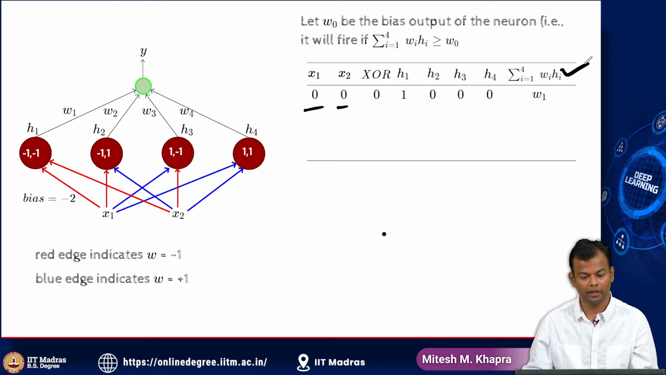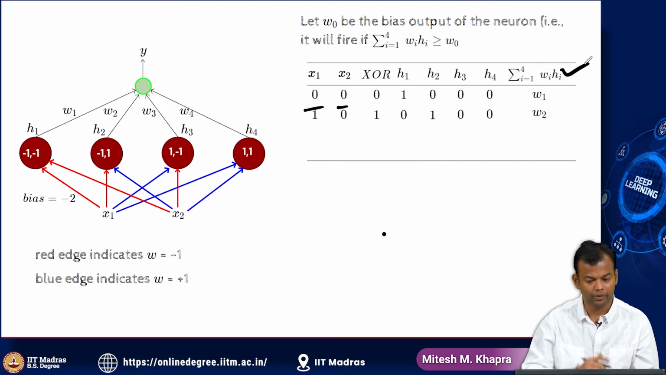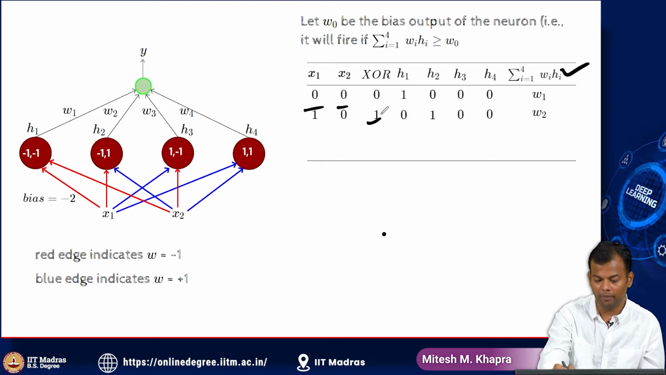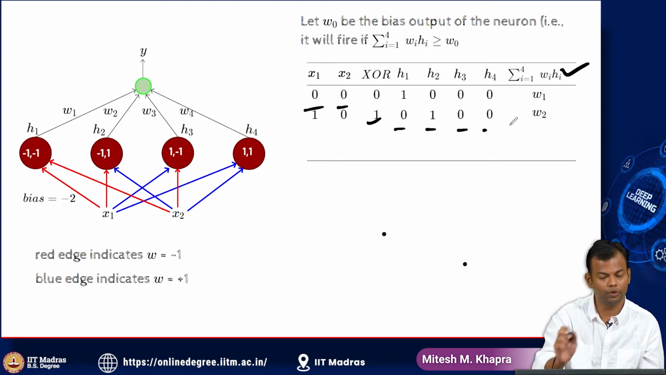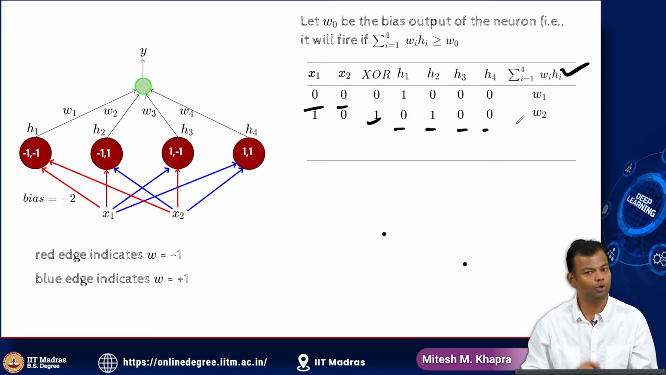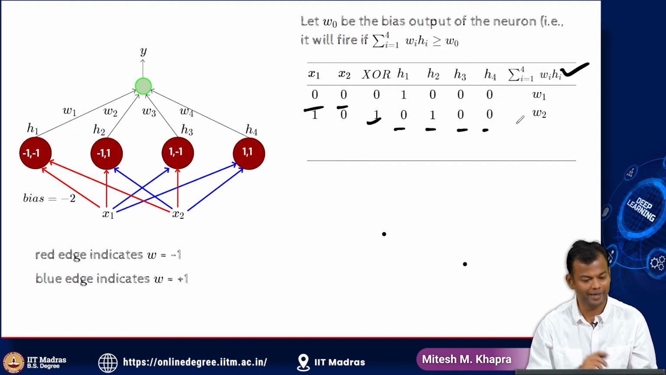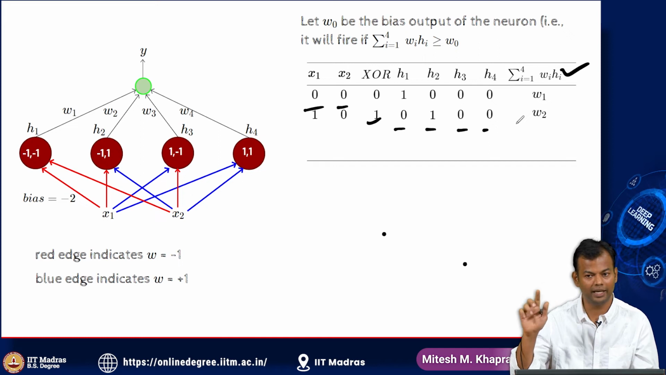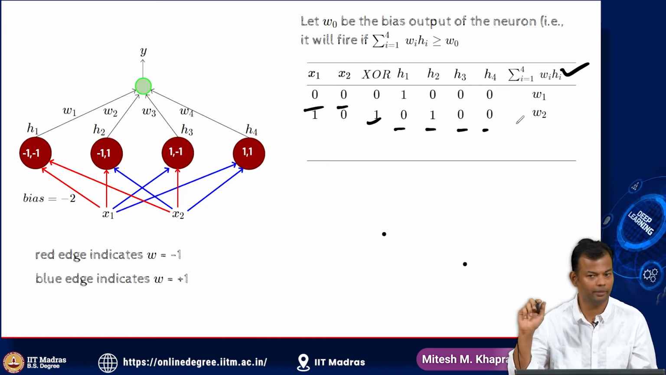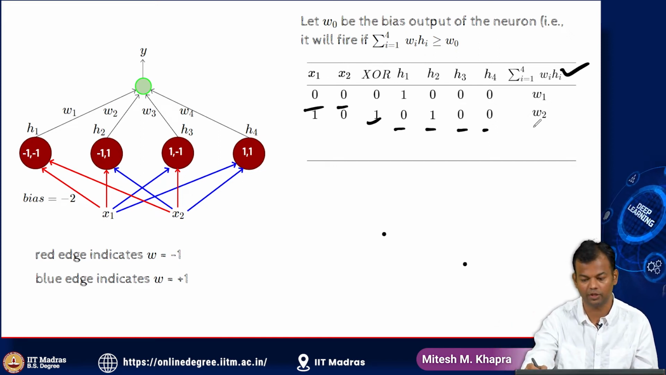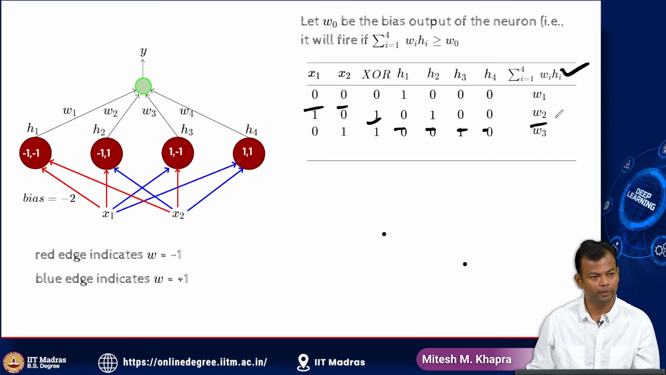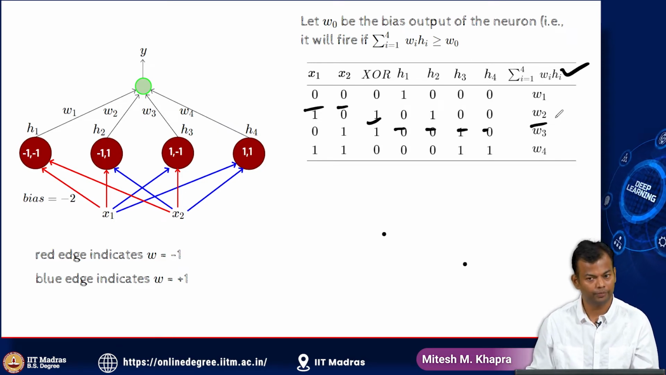Now if the input is 1, 0, then for the XOR truth table I know that the output should be 1. Now my H1, H2, H3, H4 will take on these values and my output would be only W2, because my output is the summation of Wi Hi. Three terms will go to 0 there, only the W2 into H2 term will remain, which will just be W2 because H2 is 1. Is that okay? Now for the next input W3, the next input W4.